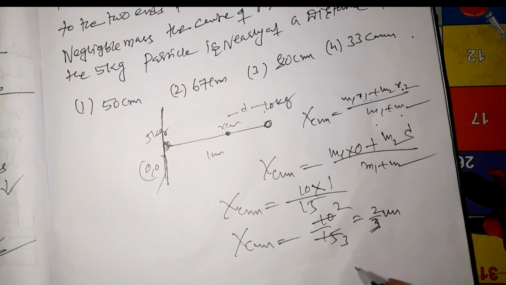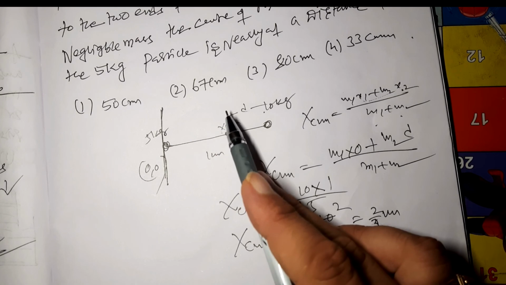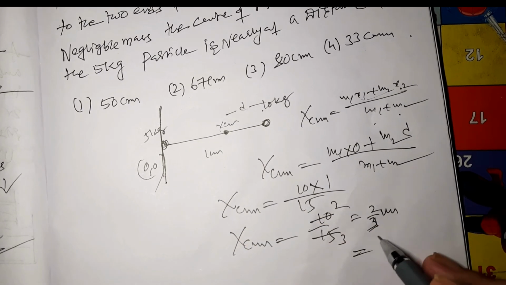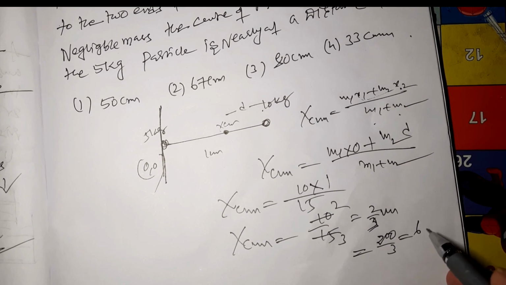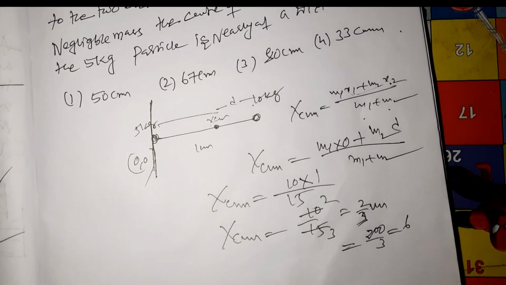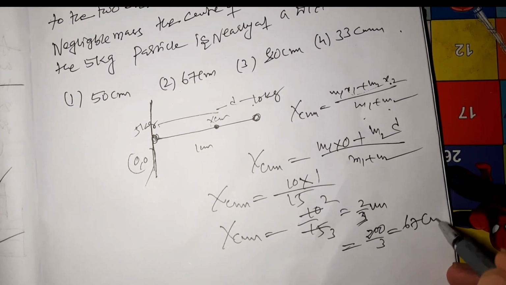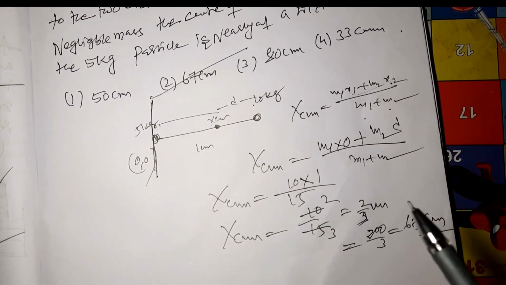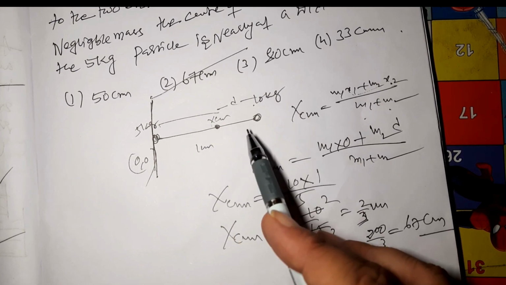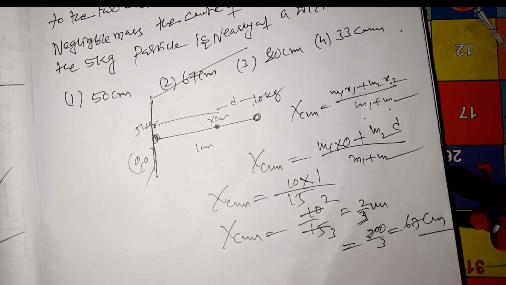Here 2 by 3 meters, and the answer is given in centimeters. So 200 by 3, that is nearly 67 centimeters. Our option is 67 centimeters. So d is the distance between the two masses. Okay. This is the answer of this question.